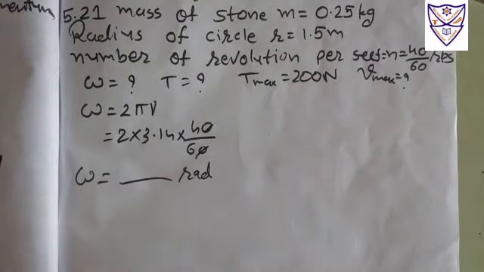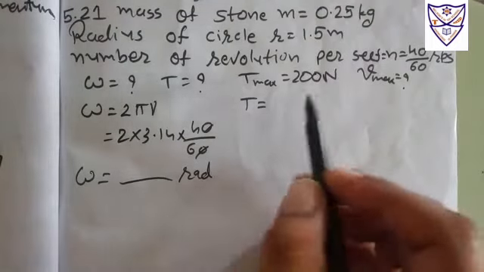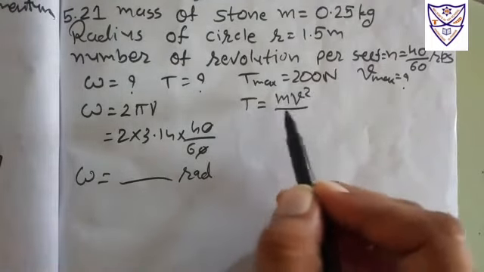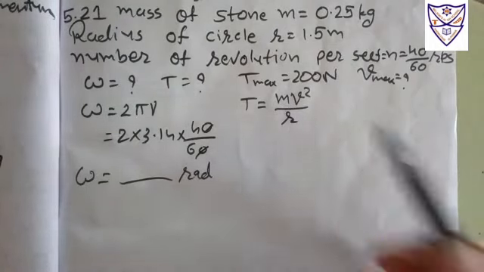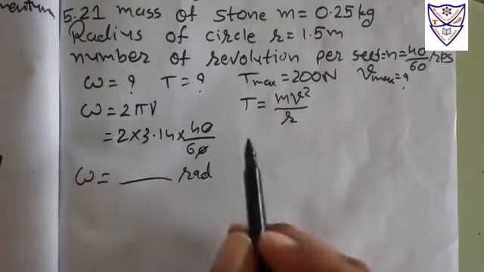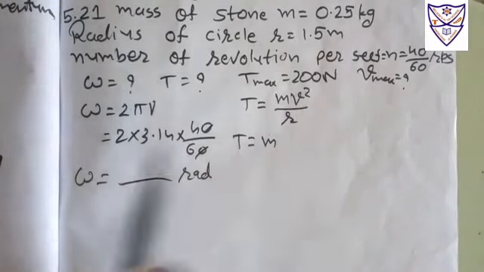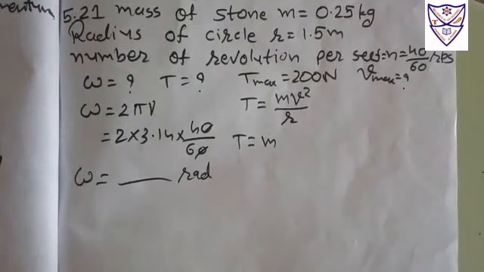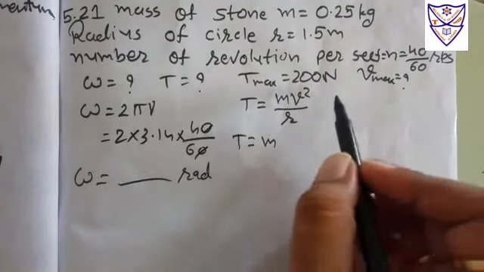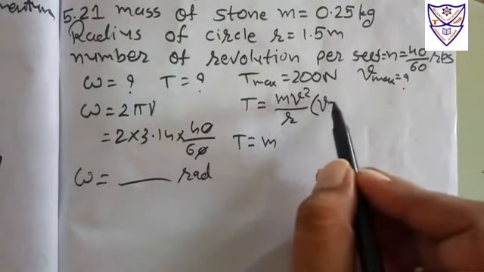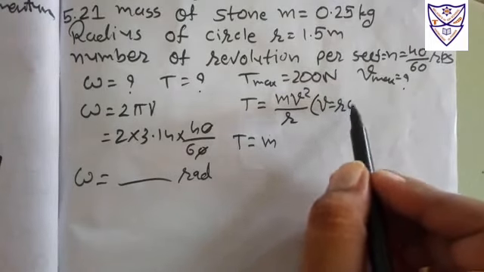Now we need to find the tension. To move that stone circularly, the tension should be equal to the centripetal force, mv square upon radius, right? So T is equal to m. We need to convert this V in the form of omega, and the formula we have is V is equal to R omega.